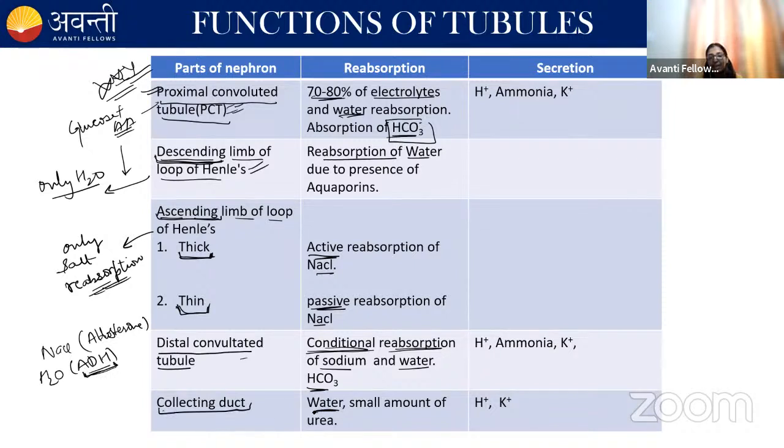Collecting duct, water reabsorption, and in the collecting duct also the reabsorption is conditional. So water reabsorption takes place, and a small amount of urea, very important. Remember that a small amount of urea is reabsorbed in the collecting duct. And there's tubular secretion also. Tubular secretion is to maintain the ionic balance and the acid-base balance of the body. In the PCT, H plus and ammonia move into the PCT, and they help in maintaining the pH of blood.